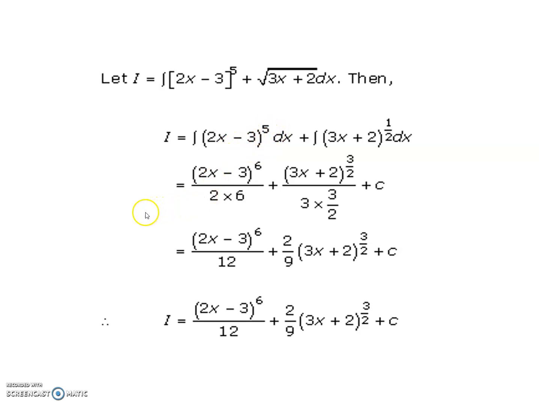We know that the integration of x raised to n is x raised to n plus 1 upon n plus 1. That's why (2x minus 3) raised to 5 plus 1 upon 5 plus 1 into the derivative of 2x minus 3, which is 2. That's why we have to write it in the denominator. For 3x plus 2, we have to use the format here.